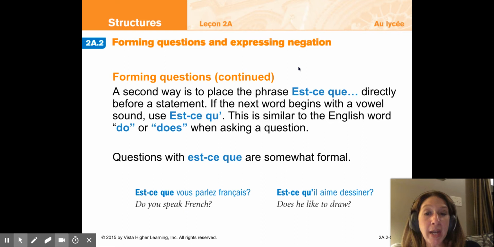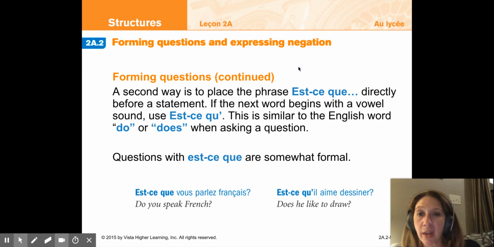You can also use est-ce que. This is similar to the English word "do" or "does." Questions with est-ce que are considered to be somewhat formal, and there's another way that we're going to talk about as formal also. So, est-ce que vous parlez français? Do you speak French? Notice that my voice still goes up a little bit at the end. Est-ce que vous parlez français? And français, it goes up. Est-ce qu'il aime dessiner? Again, the voice goes up.